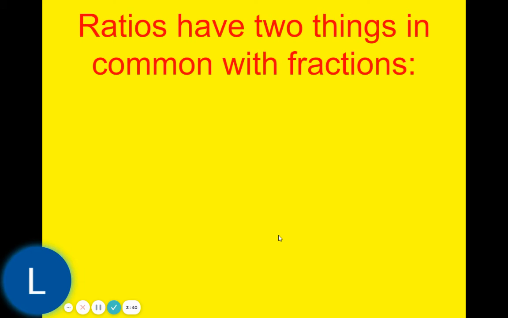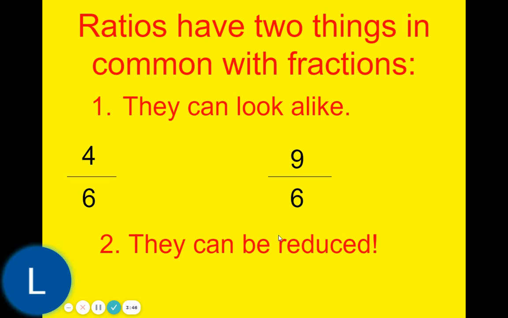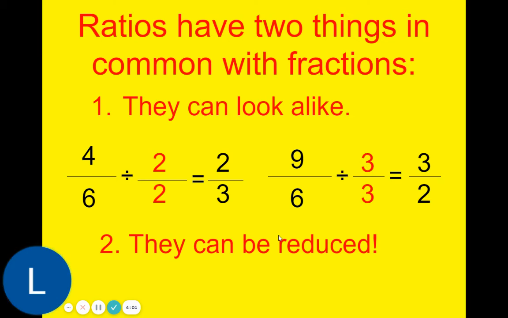All right, so ratios have 2 things in common with fractions. One, we've already seen they can look alike, like this, but they can also be reduced. You reduce a ratio just like you reduce a fraction. So here I would reduce 4 to 6 by 2, and then it would be 2 to 3. This 9 to 6, I would reduce by 3, and it would become 3 to 2.